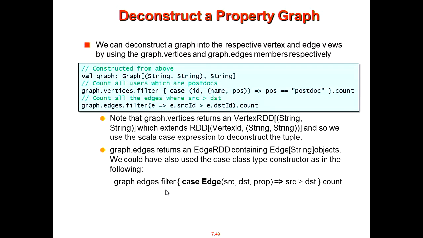So for edges filter, we use case to check if it is an edge. And if it is an edge with source, destination, and properties, then we get source and destination for the comparison. So it's different representations for the filter function. Okay, that's the deconstruct property graph. So the basic operations in this slide are still based on the RDD operations, right? Filter and count, that's still table views.